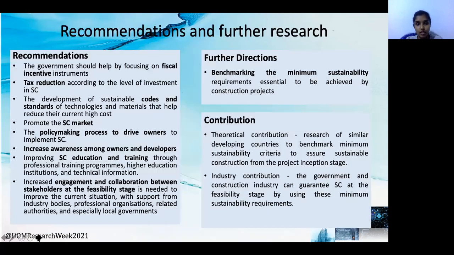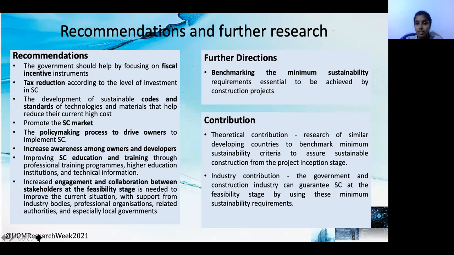to assure the sustainable construction at project inception stage. So the recommendations are mostly to the government and to focus on fiscal incentives and subsidies for the clients and developers, and tax reduction, sustainable codes and standards, and policy making process to drive owners toward implementing sustainable construction, and increasing awareness through education and training, and engagement and collaboration of stakeholders at the project feasibility stage.